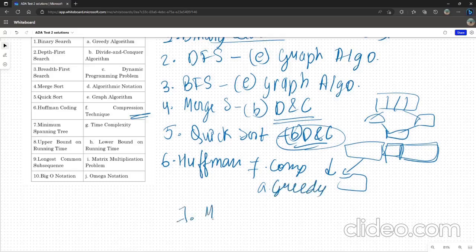Seventh is what is MST, minimum spanning tree algorithm. It is a graphing algorithm, but it is not a graphing algorithm because it is not used to perform any operation on a graph. It is solved using greedy algorithm.